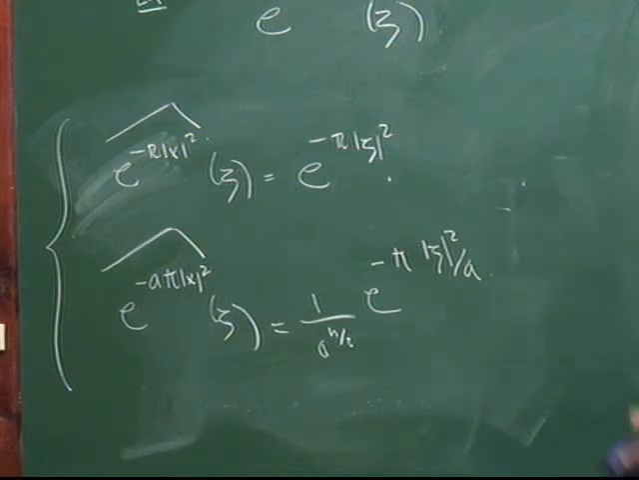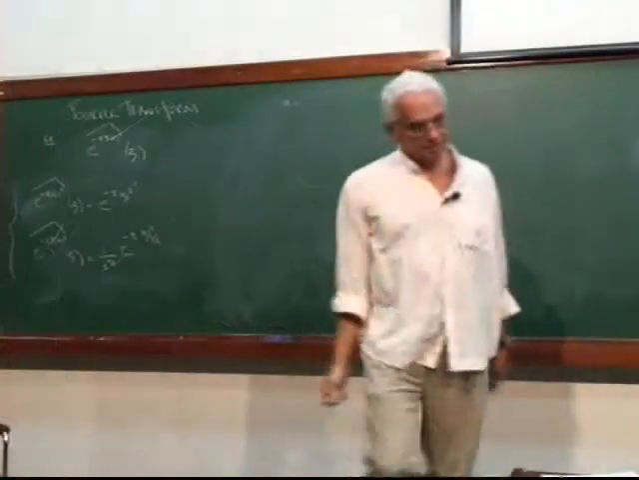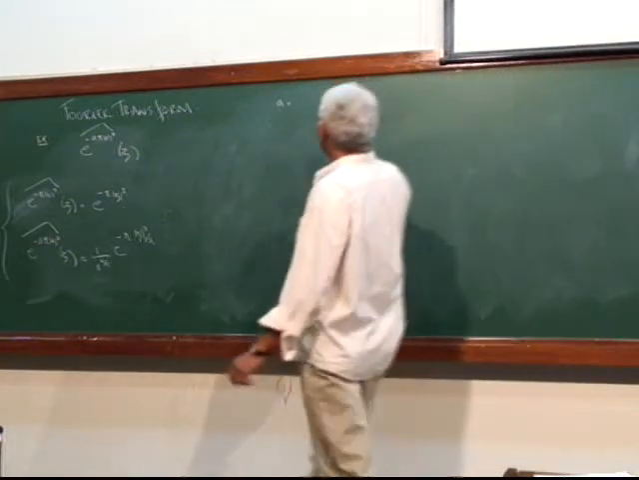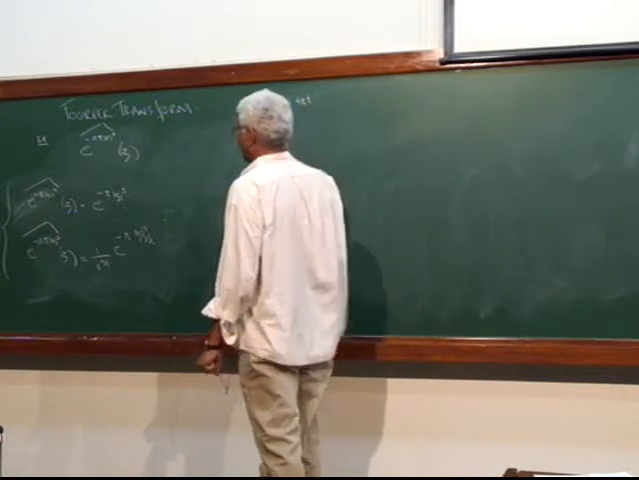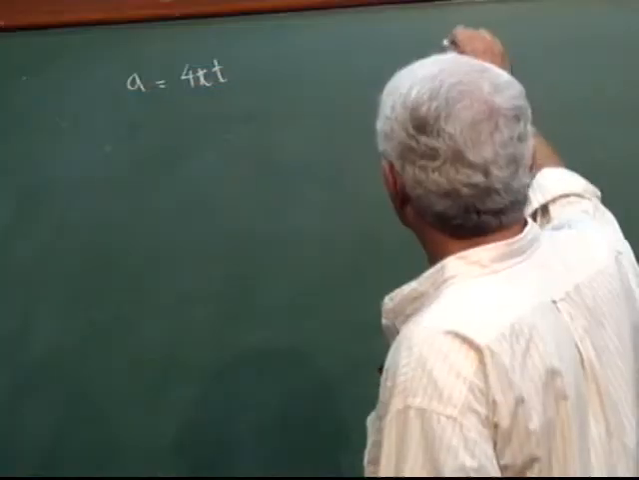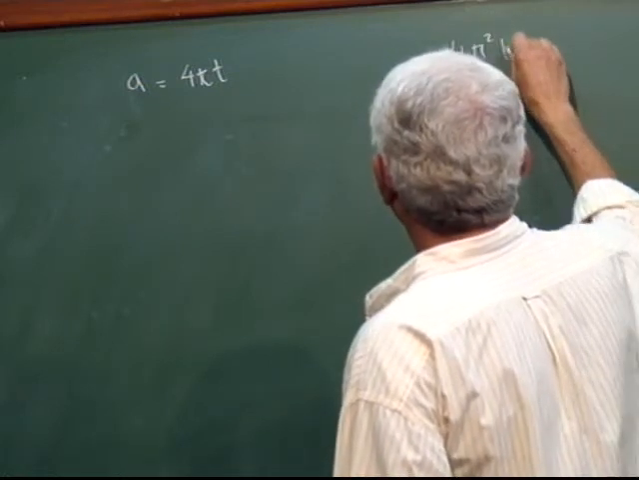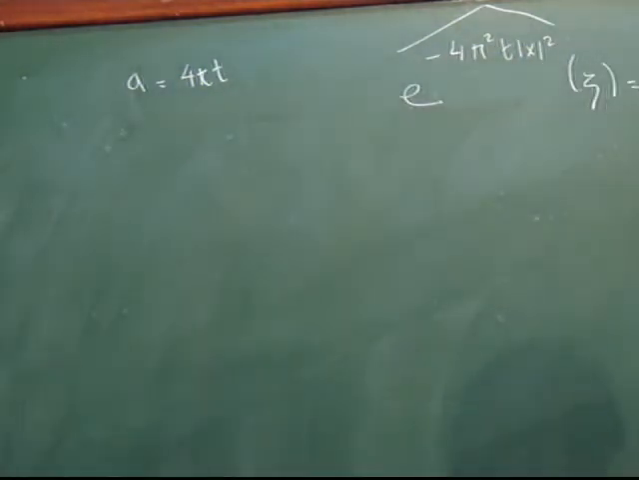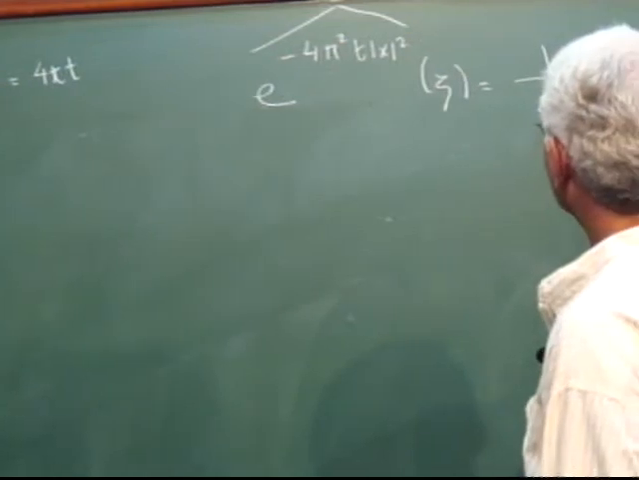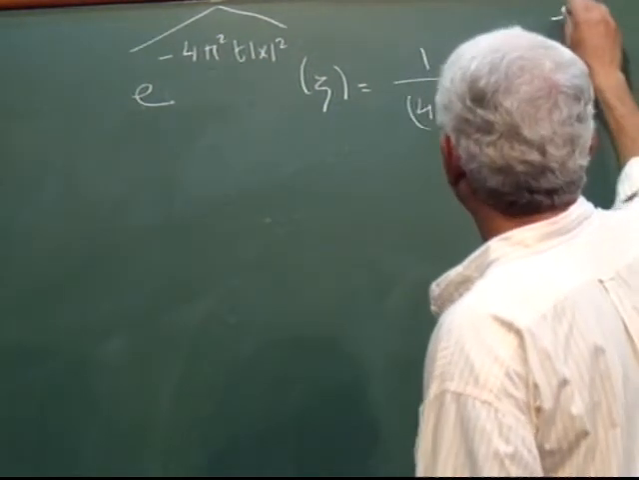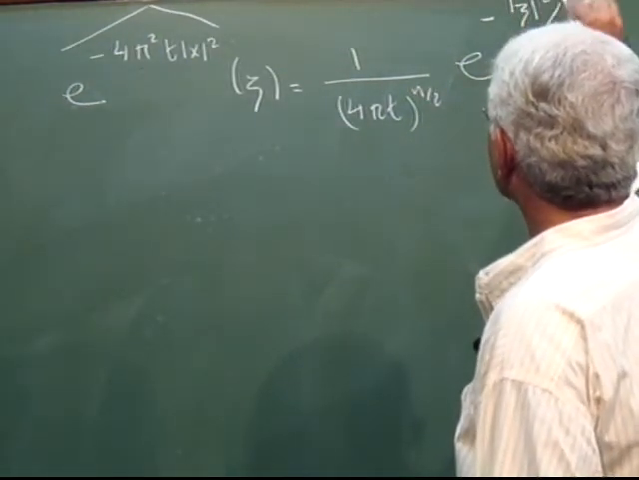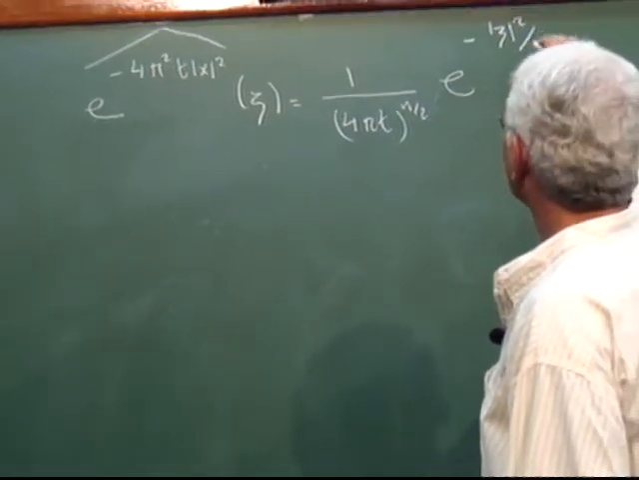In particular, if we take A, let's be sure that I'm not jumping. If we take A to be 4 pi t, what do we have? We have that the exponential of minus 4 pi squared t x squared, its transform at c, is equal to 1 over 4 pi t to the n half exponential of minus c squared over 4t.